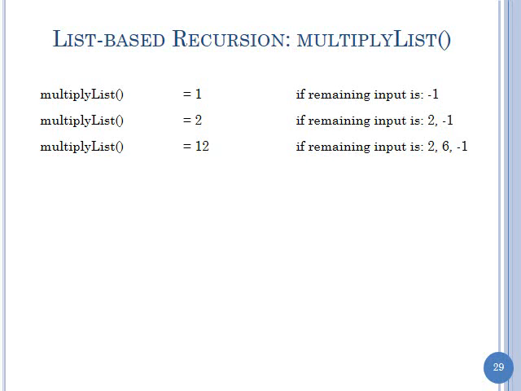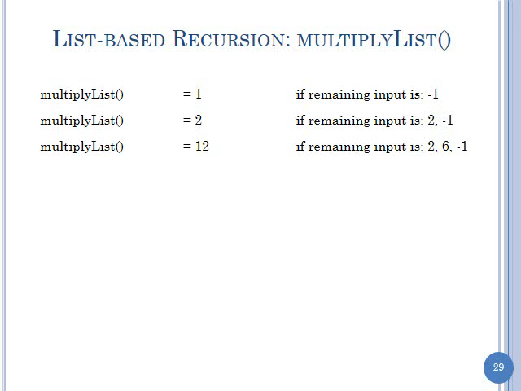And I'm saying my multiply list, if my remaining input is -1, I'm going to have an input that's terminated by -1. Okay? If my remaining input is -1, the multiply list will give you 1. If the remaining input is 2, -1, it will give you 2. If it's 2, 6, -1, it will give you 2 multiplied by 6. So basically, what I'm doing is I'm multiplying all the elements in the list.